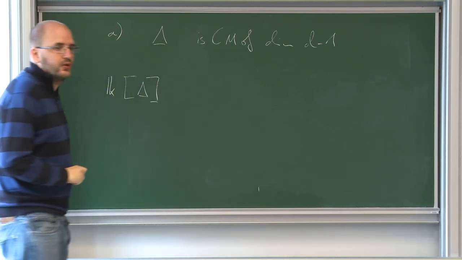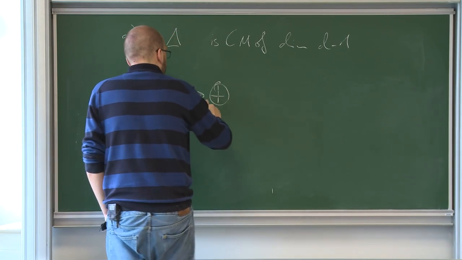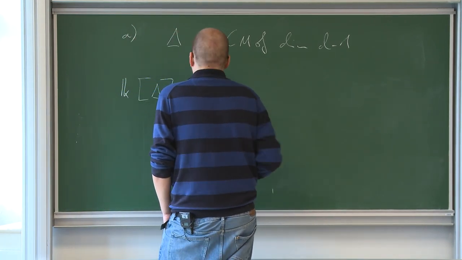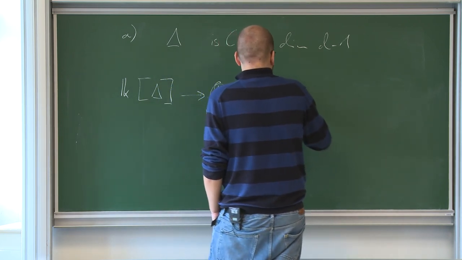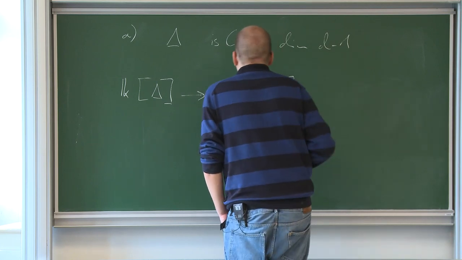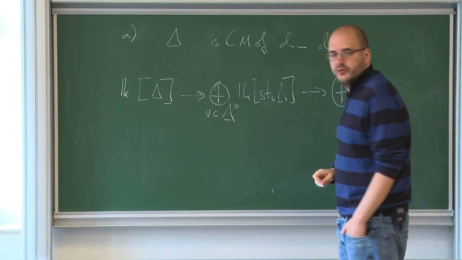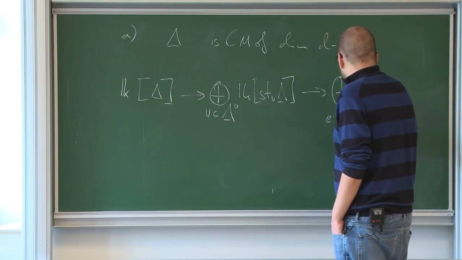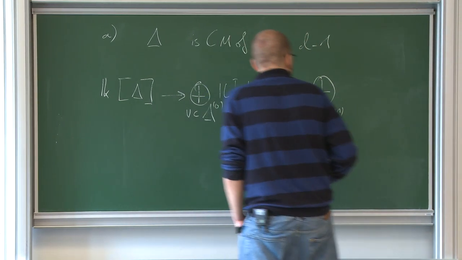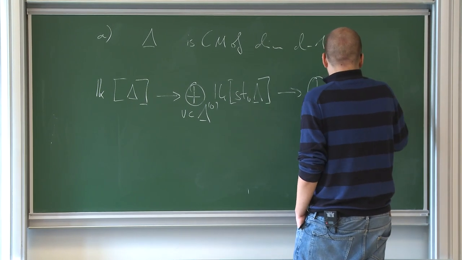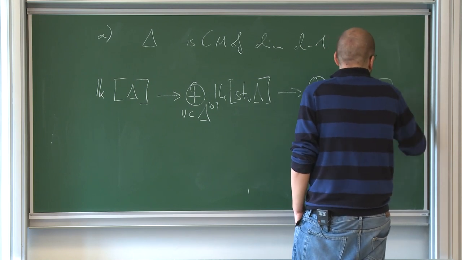the unreduced version, k delta, and then I map to the direct sum over the vertices in delta zero, and take the k of the face ring of the star of the vertex in delta. And then next step, what would be more natural than to go to the edges next? The edges in delta, so these are the one-dimensional faces. And then I take k of the star over the edge in delta, and then I go on.